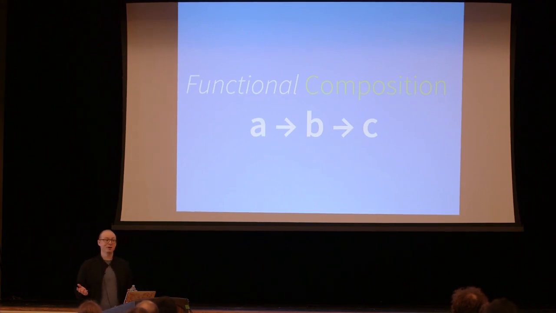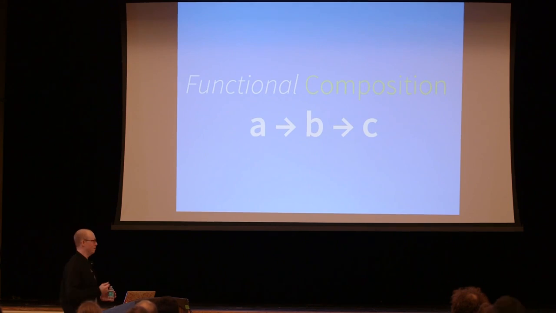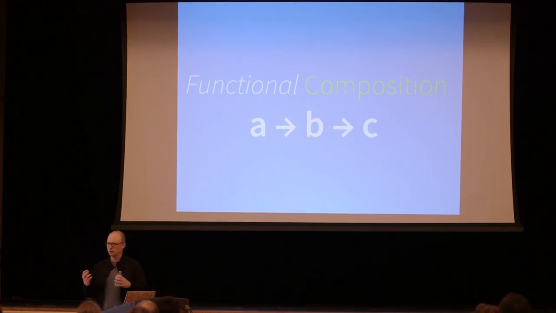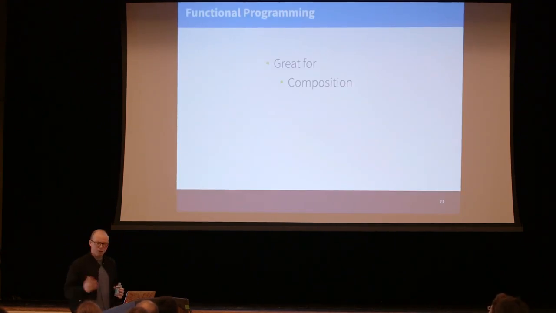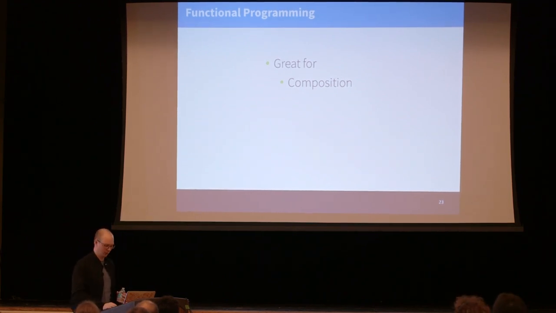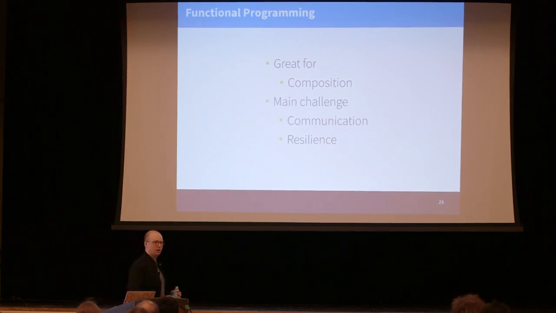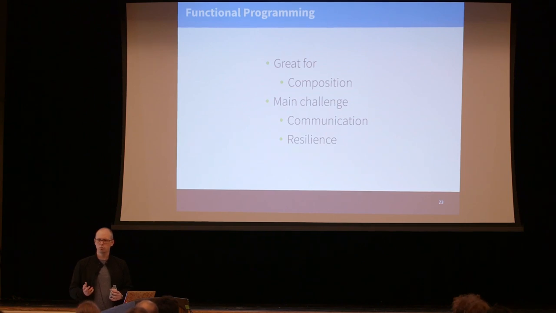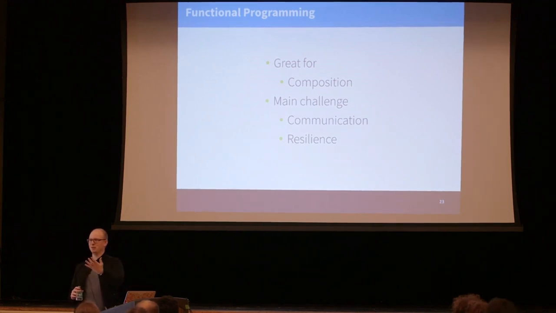I don't have to preach to you about functional composition, right? It's the conference why I should never have to do that. So if we have this thing that is amazing for composition, perhaps we could do something with this. Could we get them to work together in some way? Functional programming, to me, is great for composition. It feels like the purpose of functional programming. But I think one of the main challenges is how do you do communication and resilience using functional programming? We have this thing that is really good at communication and resilience but is challenged with doing composition, and we have something that is great for composition but is challenged with doing communication and resilience. If we can make these things work together, then perhaps we have something here.